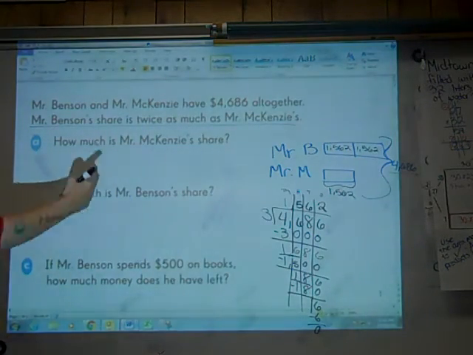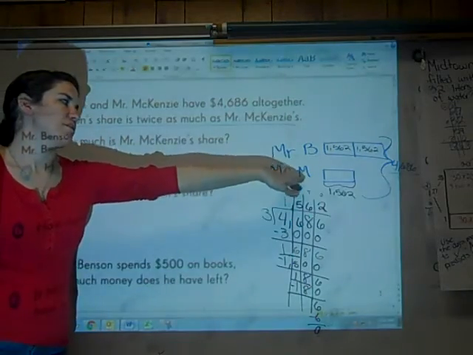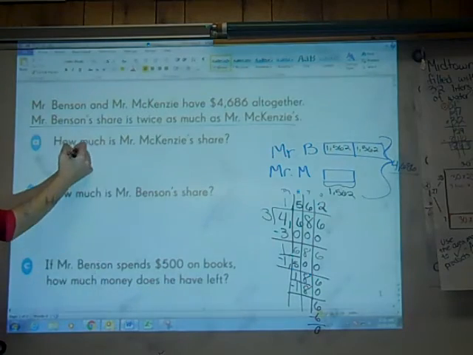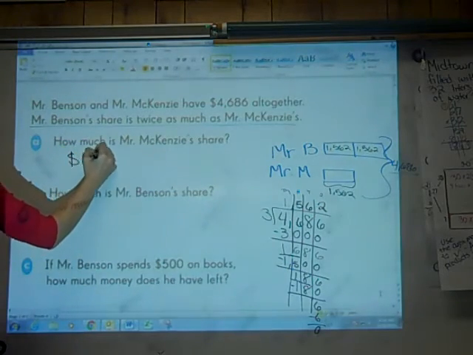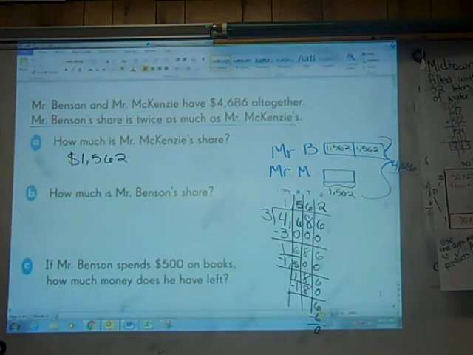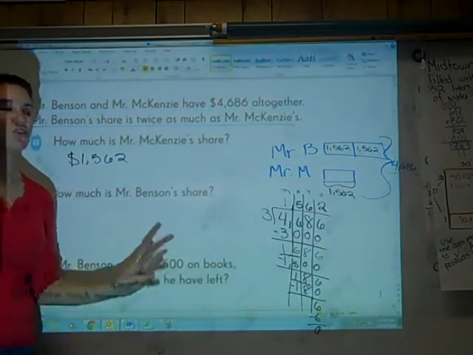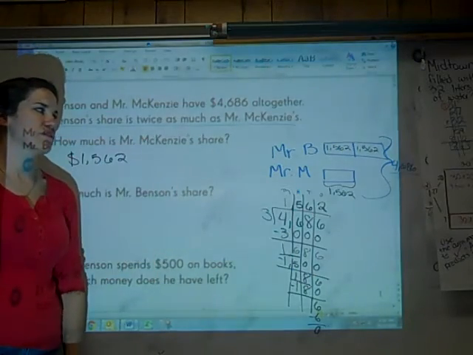How much does Mr. McKenzie share? Well, this picture has shown us that this box represents Mr. McKenzie's share, and he has $1,562. Then the next one says, what is Mr. Benson's share? And over here we've got Mr. Benson's share. He's got 2 groups of 1,562.